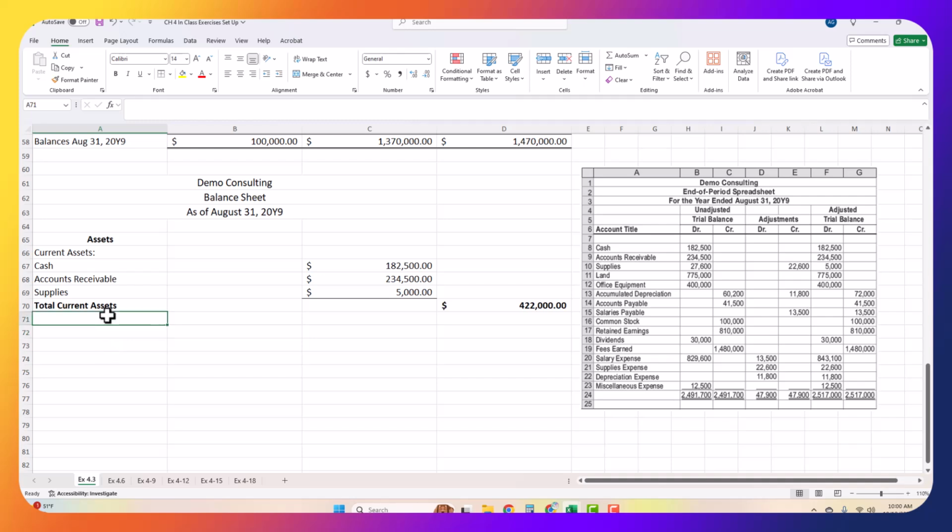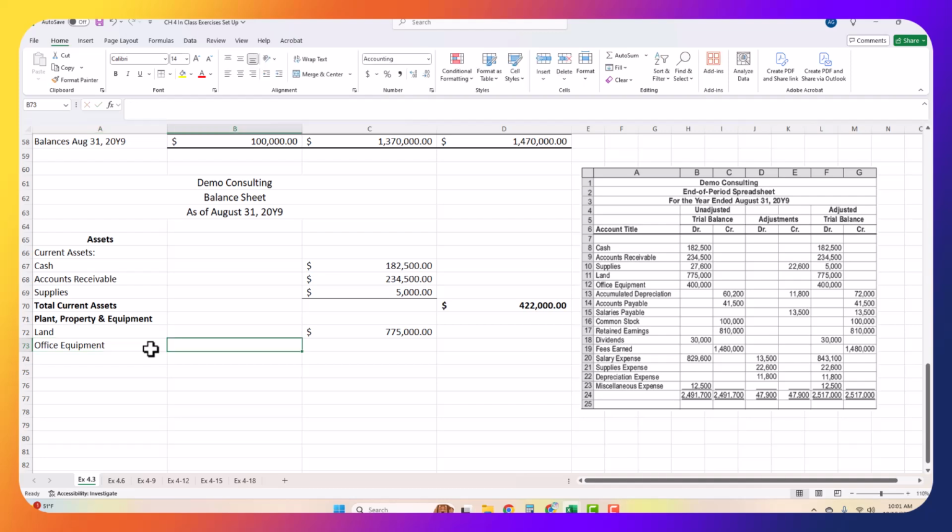So after we do total current assets, we're going to do plant, property, and equipment. So we're going to have land. That is part of PP and E. We don't depreciate land. Remember, we've been working on depreciation. Land does not depreciate, so we would put it in the second column here. We do have office equipment. So we're going to have to get a net book value for office equipment.